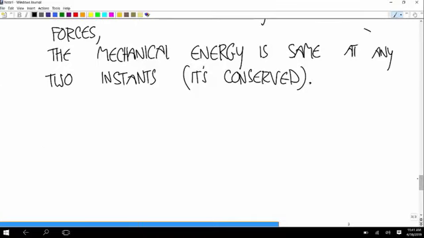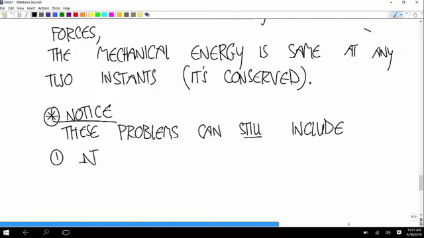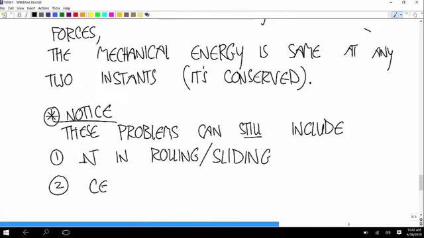Okay, so notice these problems can still include normal forces in rolling and sliding, and centripetal forces in circular motion.